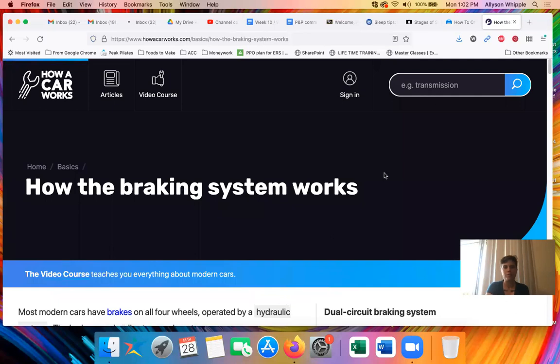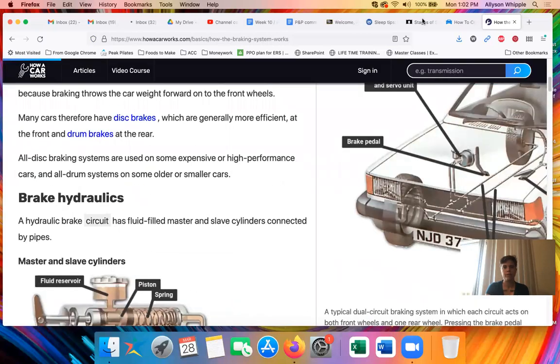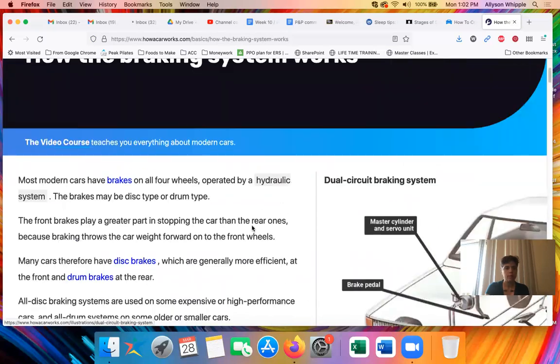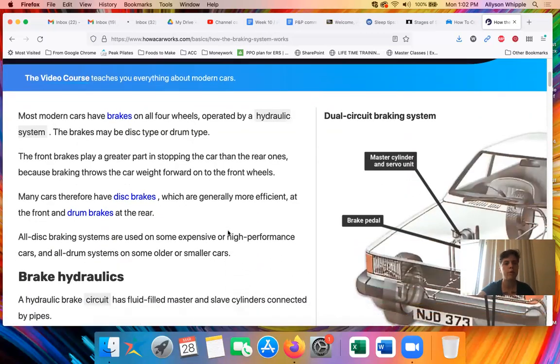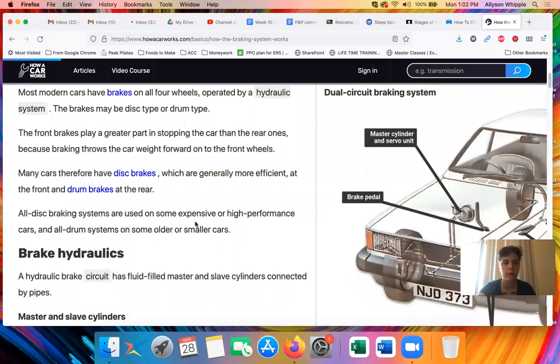Now here we've got how the braking system works. Oh, and you saw, we had nice pictures for each one. Most modern cars have brakes on all four wheels operated by a hydraulic system. The brakes may be a disc type or a drum type, and most brakes in most cars these days are disc. The front brakes play a greater part in stopping the car than the rear ones because braking throws the car weight forward on the front wheels. Many cars therefore have disc brakes, which are generally more efficient at the front, and drum brakes in the rear.